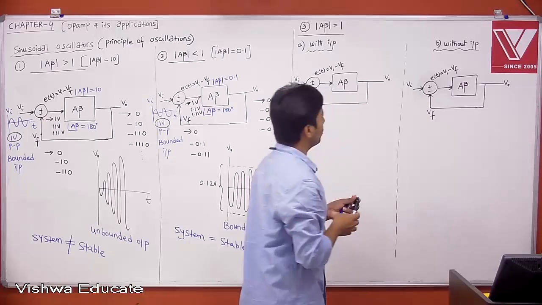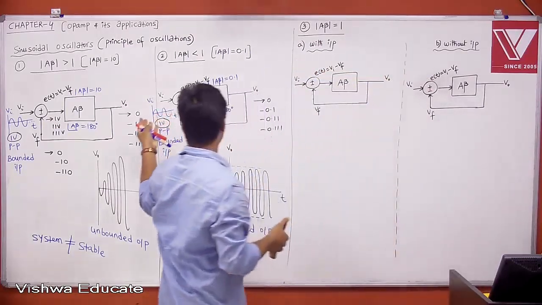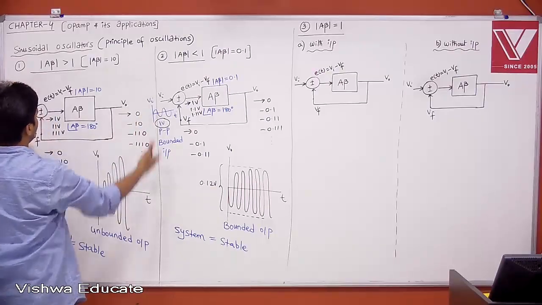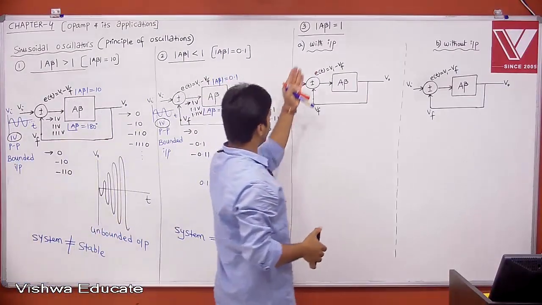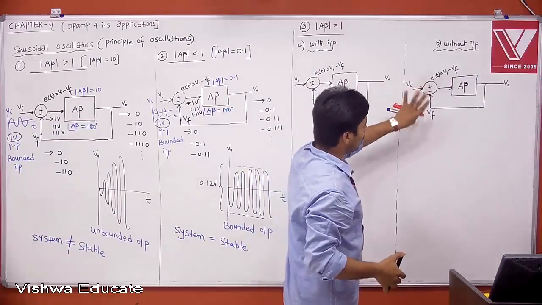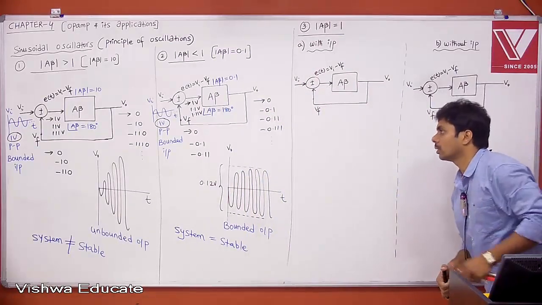Now I'll come to this part. Here, what is the meaning of with input and what is the meaning of without input? Actually, with input means bounded input. In both cases, case 1 and case 2, we gave bounded input, and in case A here also, with input means bounded input. But here there is no input. Input is not there continuously. Okay, you take it.